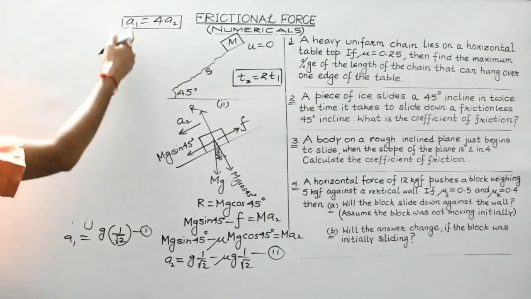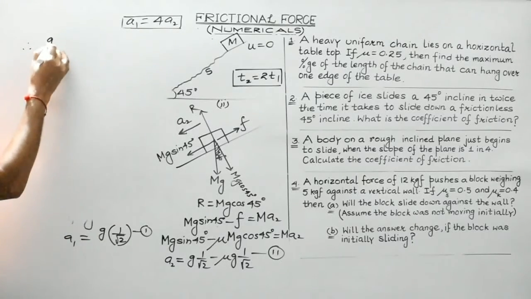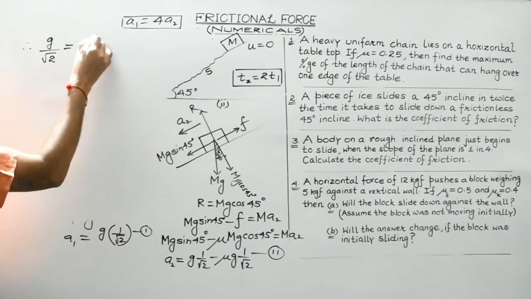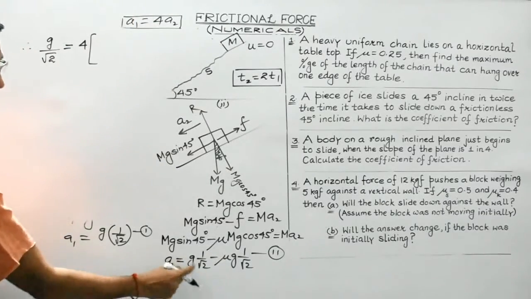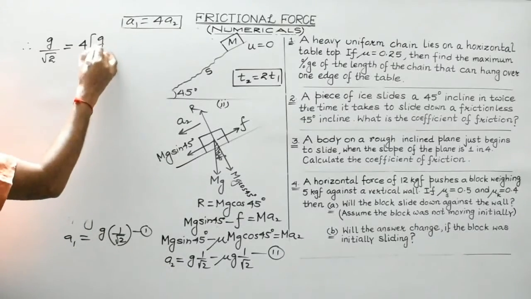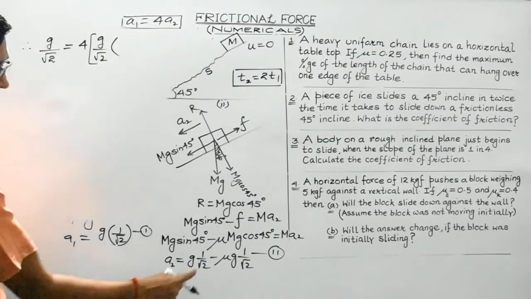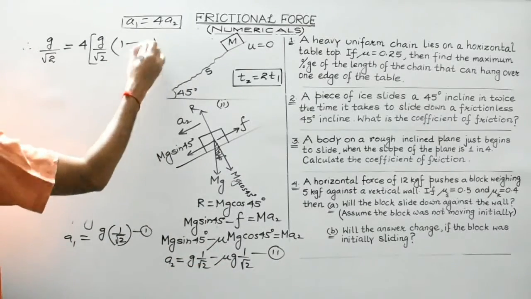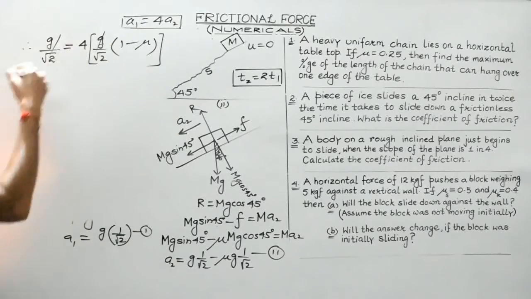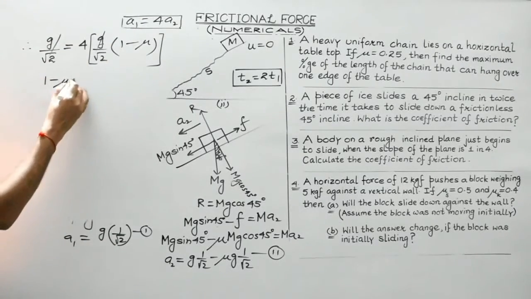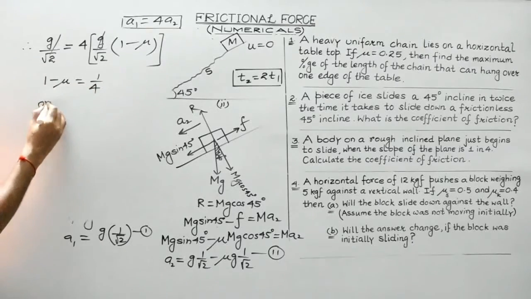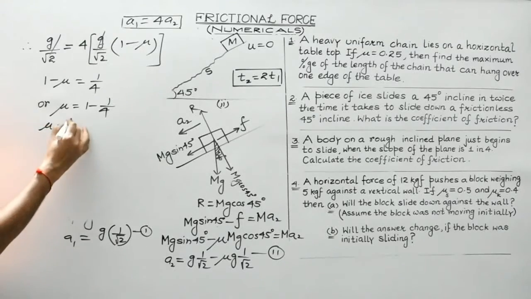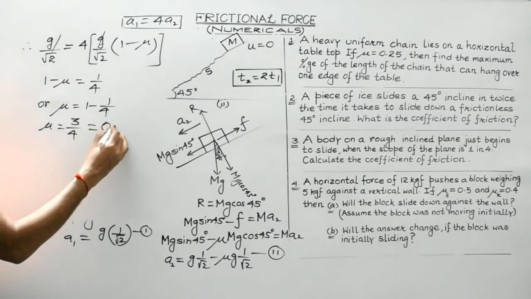A1 is G by root 2. It is 4 times A2. A2 is G by root 2, which can be taken as common. Over here we will be left with 1 minus mu, so G by root 2 gets cancelled. So we get 1 by mu is equal to 1 by 4, or mu is equal to 1 minus 1 by 4. That gives us 3 by 4, or 0.75.